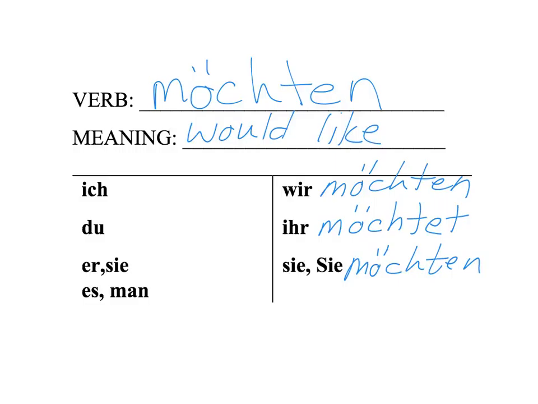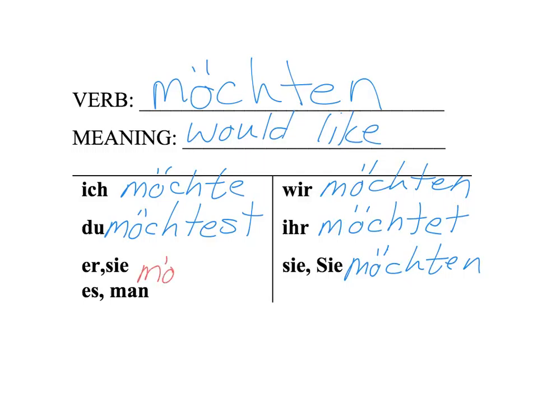Okay. Left side, we've got ich. This one's going to look kind of normal. Möchte. What's du going to become? Not möchtet, but möchtest. Good. Everybody try that one. Du möchtest. Okay. So er, sie, es, man is the only one that looks a little goofy this time. Because it's still the same as ich. Because it's one of those modal verbs. Okay. So that one still stays möchte.